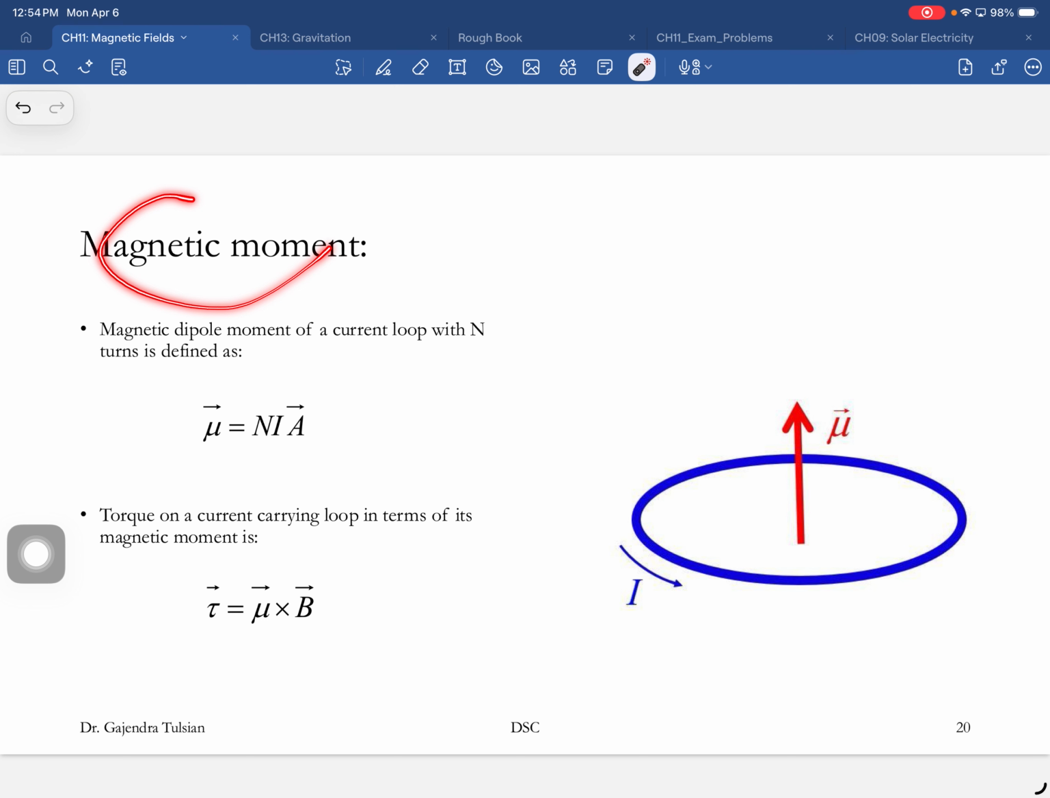All right, so we'll define this thing called the magnetic moment. The magnetic moment of a current loop with n turns is defined as that. The magnetic moment of a current carrying loop is I, the current, times n, the number of turns there are, times A, the area of the loop. So a current carrying loop behaves like a magnet, and the magnetic moment is the strength of the magnet. So this is called an electromagnet.